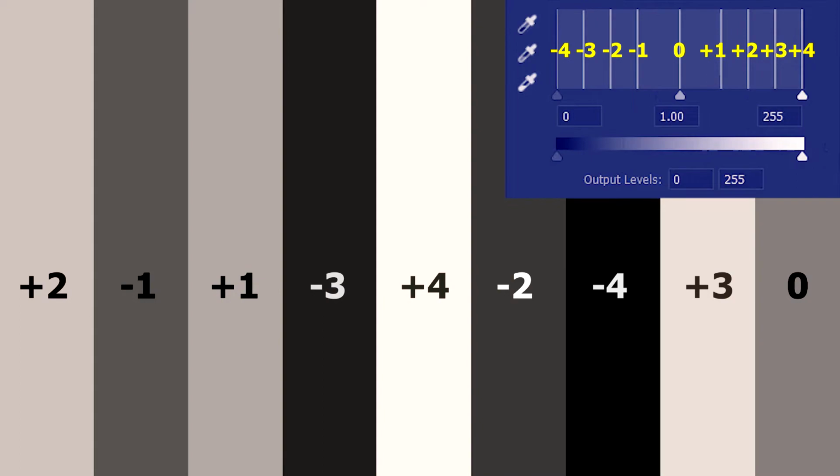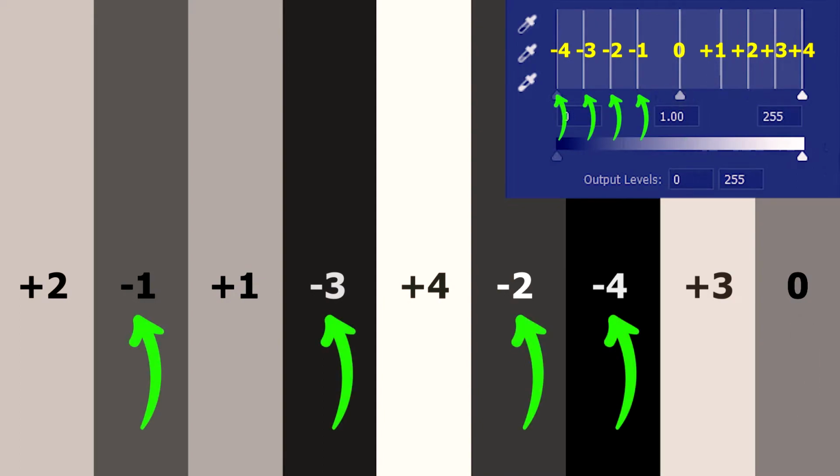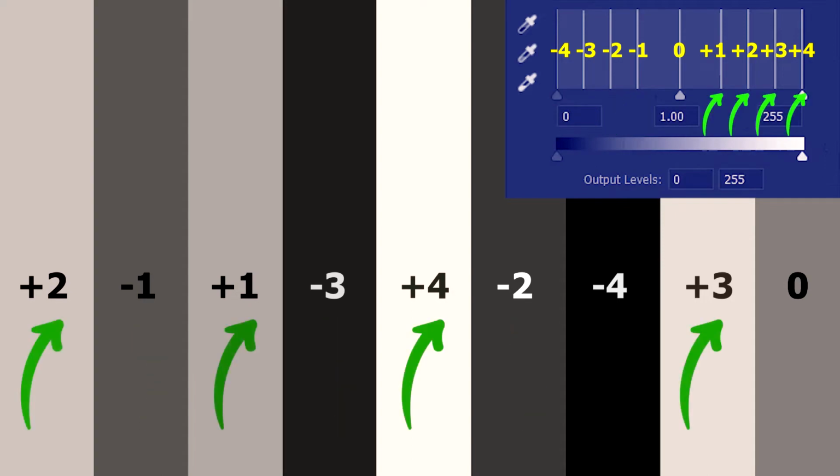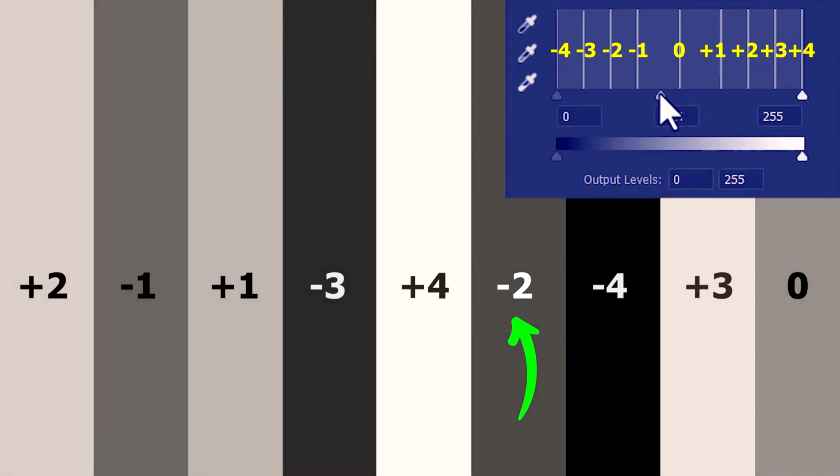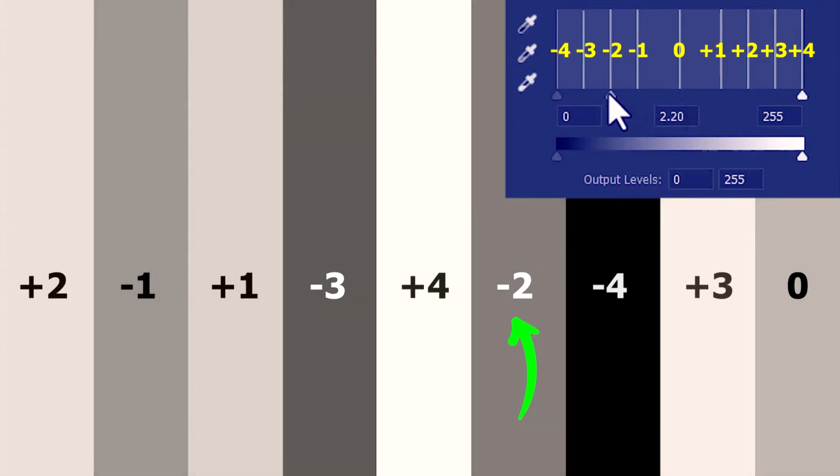Now let's compare the midtones. I've marked 0 as perfect gray. The negatives are going down darker and the positives are going brighter. If we move the middle slider to -2, this bar should be our perfect gray now. So let's test that. It is. And needless to say, the midtones are getting brighter overall. Why? See how the gap between the middle slider and the white slider has increased.